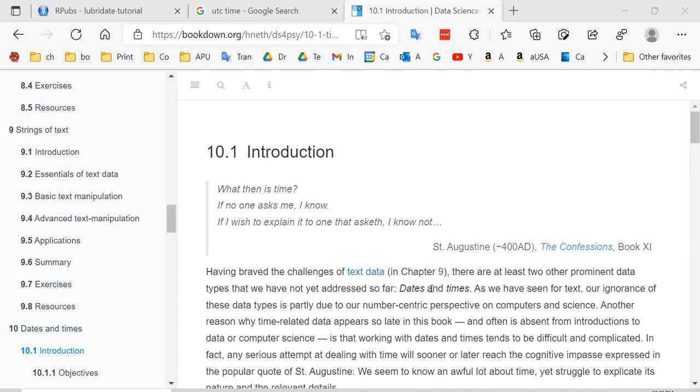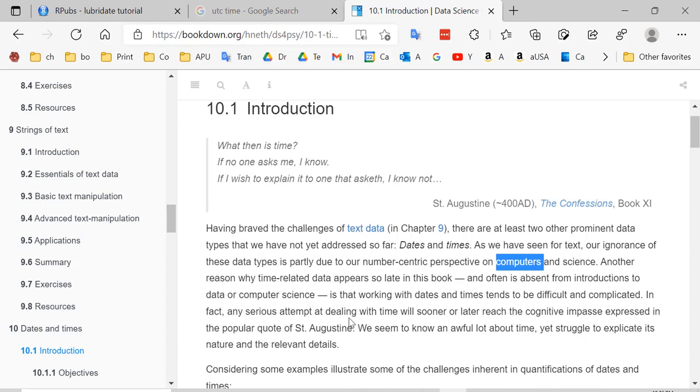As we have seen for text, our ignorance of these data types is partly due to our number-centric perspective on computers and science. So typically when we think about computers and science, we think we're working with numbers, but it turns out that a lot of times we're working with non-numeric data as well. Another reason why time-related data appears so late in this book and often is absent from introductions to data or computer science is that working with dates and times tends to be difficult and complicated.